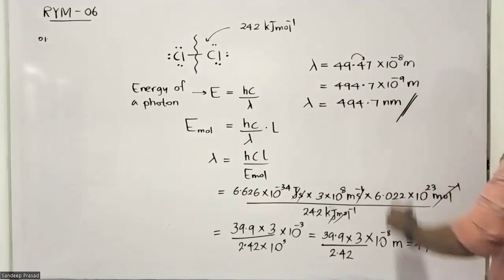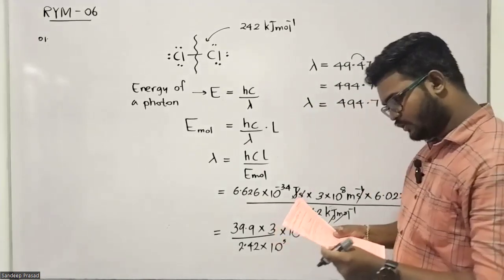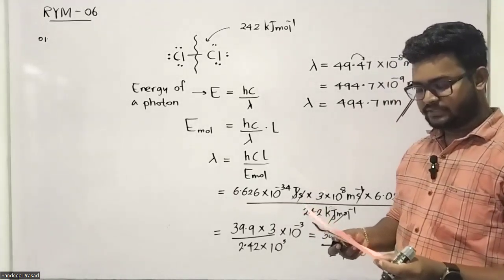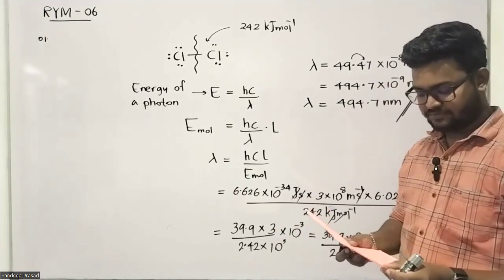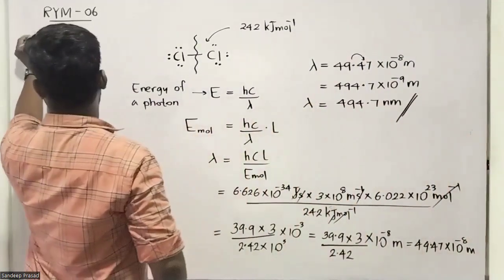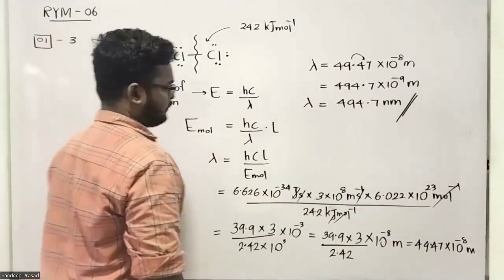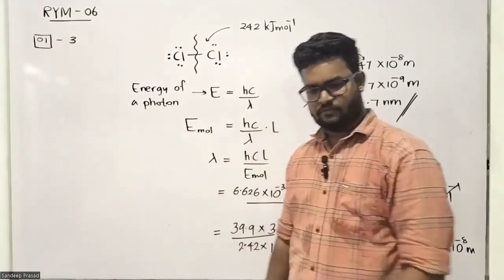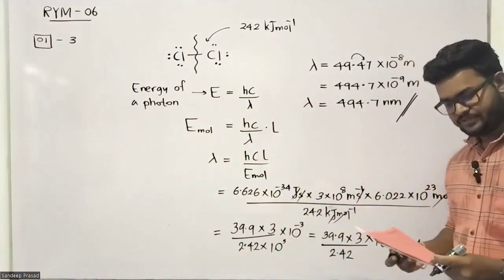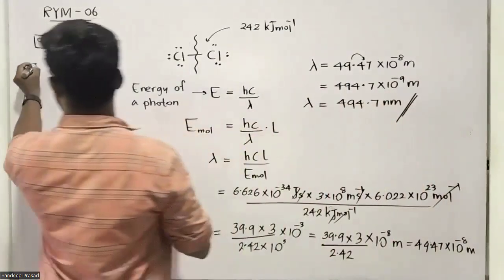So this is the final answer for the lambda wavelength, the corresponding energy. According to the given values, the closest answer is the third one. Question number 1, answer is 3. Very easy. You have to do the calculation. We already discussed this calculation in our theory class, under electromagnetic radiation. Now let's move on to the second question.